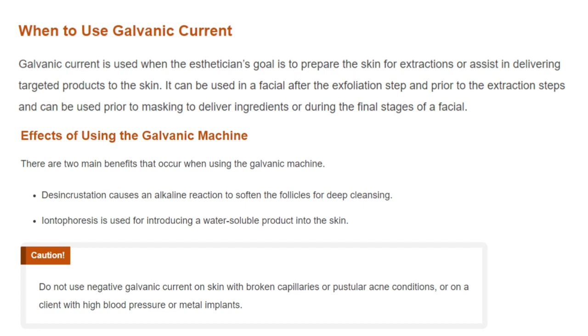Effects of using the galvanic machine. There are two main benefits that occur when using the galvanic machine. Desincrustation causes an alkaline reaction to soften the follicles for deep cleansing. Iontophoresis is used for introducing a water-soluble product into the skin. Caution: do not use negative galvanic current on skin with broken capillaries or pustular acne conditions, or on a client with high blood pressure or metal implants.